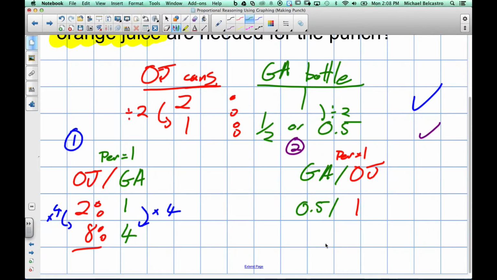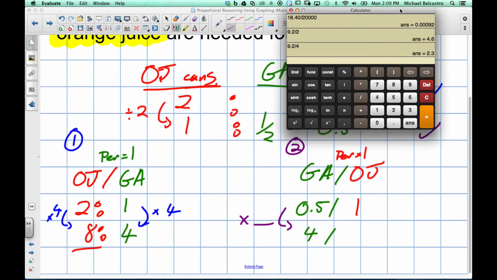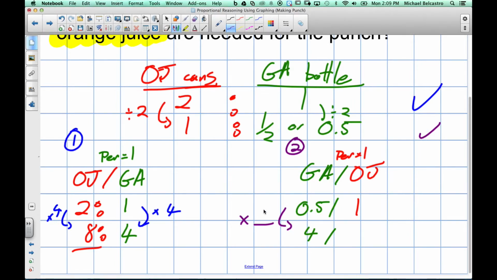We need ginger ale to build up to 4. So we need to take 0.5 and multiply it by some value to get 4. So this one could be a little harder to tell. Maybe off the top of our head we don't know. So what we can do in this case is take out a calculator. I'm going to take the number 4 and divide it by 0.5. And I need a number larger than 4 to get here. It turns out we need to multiply by 8. So 0.5 times 8, and let's test it out. 0.5 times 8 gives us 4. Perfect. So the value we're multiplying by is the number 8.